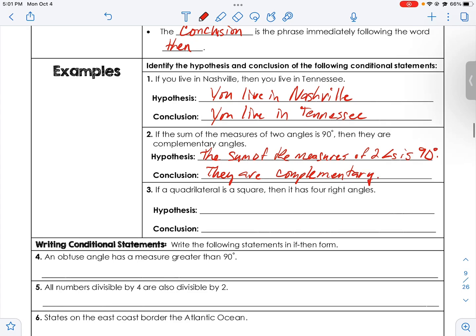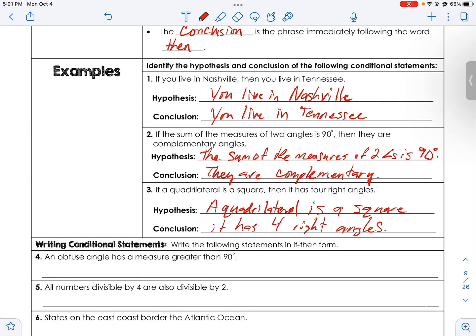If a quadrilateral, or four-sided figure, is a square, then it has four right angles. That's it. Hypothesis, conclusion. If, then.